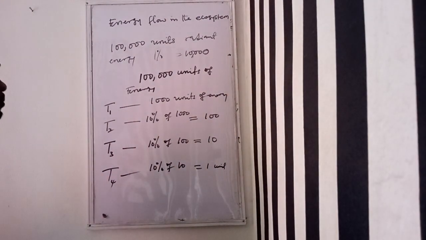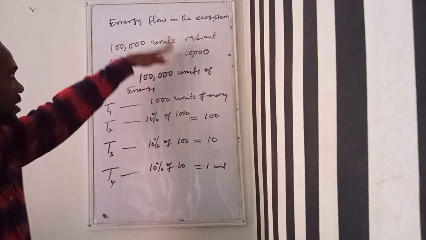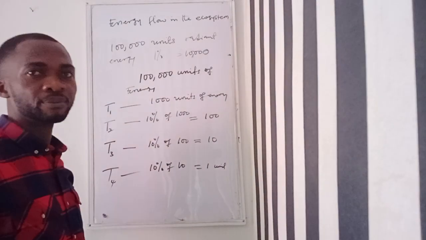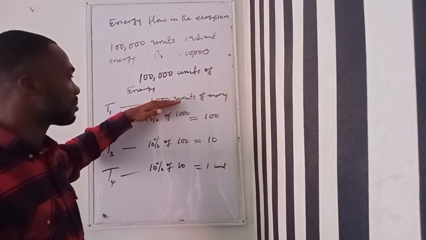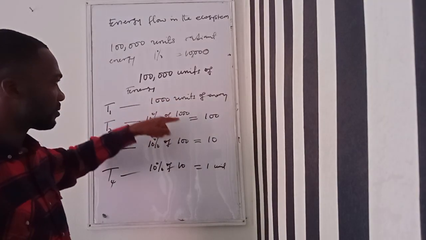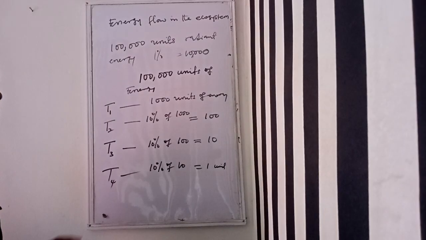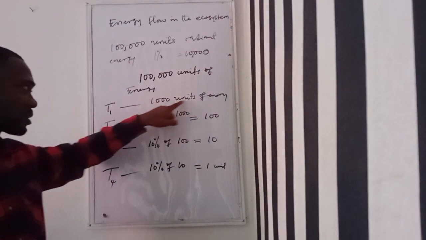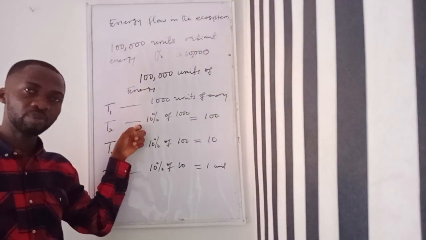What we're trying to say is that if you have 100,000 units of radiant energy, plants usually absorb like 1%. Once they absorb that 1%, they have absorbed 1,000 units of energy. 10% of that is transferred to individuals at the next trophic level. Sorry, 10%, not 1%. If plants absorb 1,000 units of energy, 10% of 1,000 is 100. That means 100 units of energy are transferred to the primary consumer.